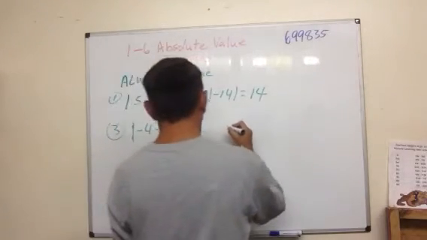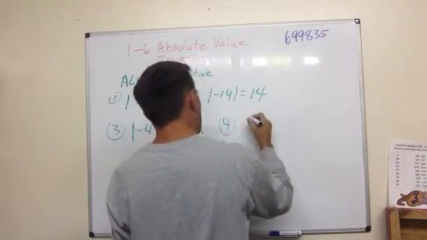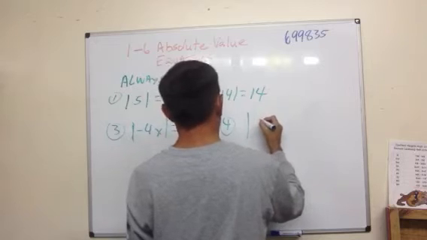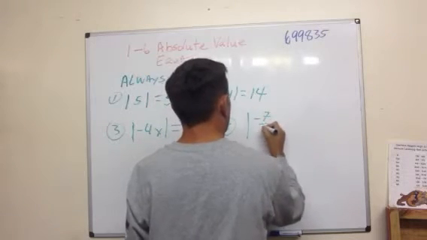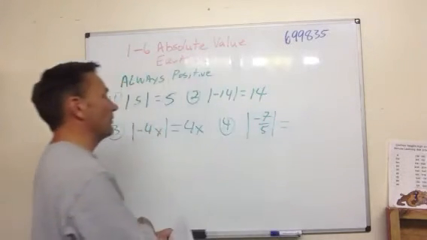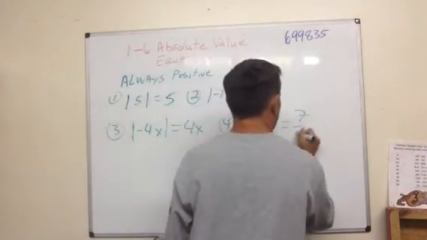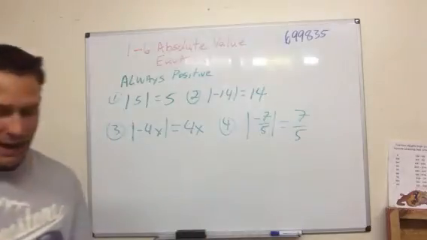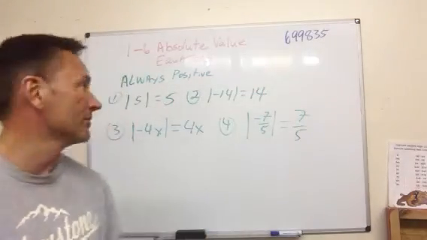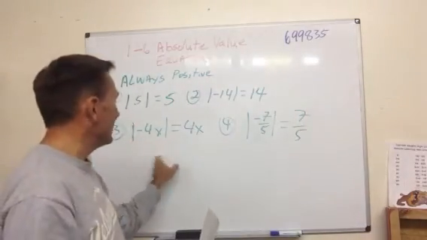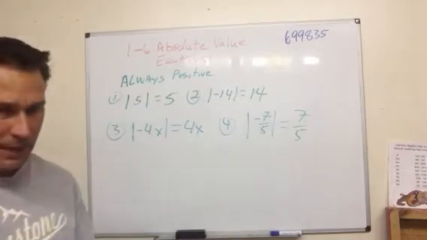And then maybe we have a fraction. The absolute value of negative 7/5 is, again, positive 7/5. These numbers have to be positive. Every single time you see these bars, the answer has to be positive.